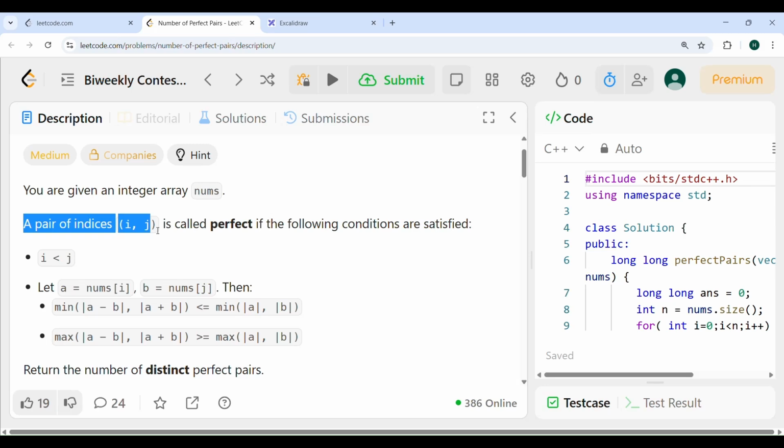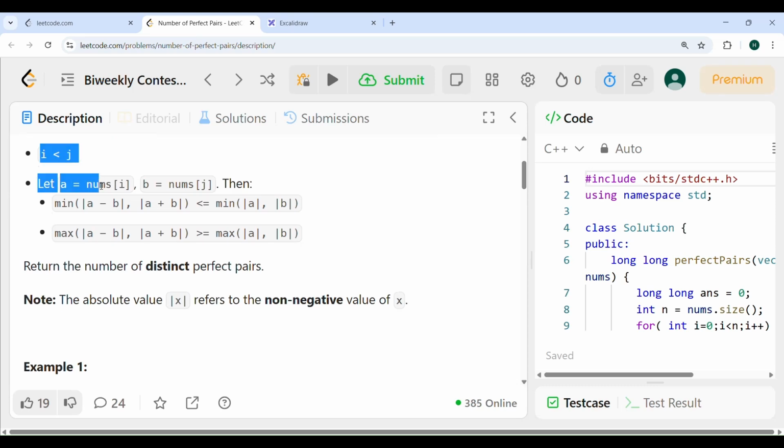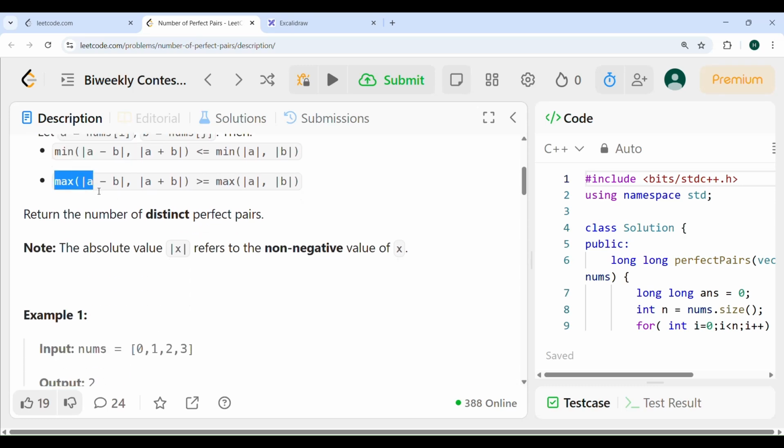So what are the conditions? There are three conditions that we need to take care of. The first one is i should be less than j. The second one is a equal to nums of i, b equal to nums of j. Then the minimum of absolute value of a minus b, comma, absolute value of a plus b should be less than or equal to the minimum of absolute value of a, comma, absolute value of b, right? And the maximum of this function is also given to us, right?